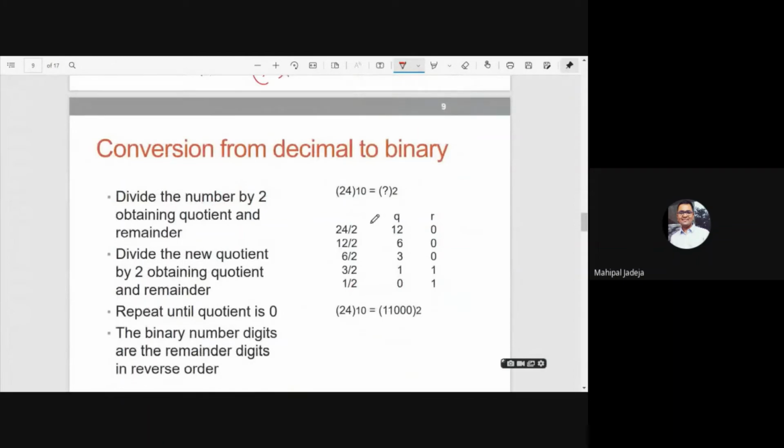So this is the example where we are converting 24 into base 2, right? What we need to do is repeatedly divide by 2, write down the remainders, and then write the remainders in reverse order. And that will be our conversion.